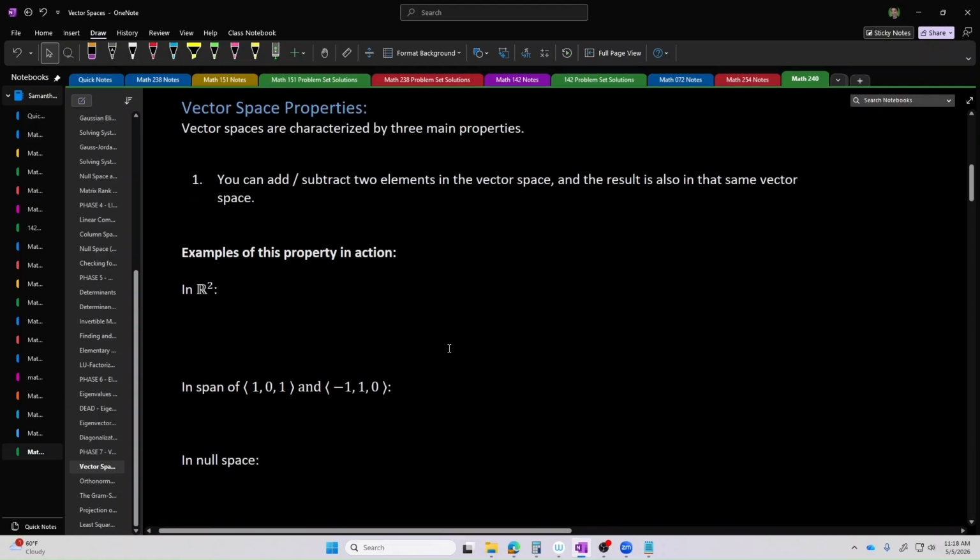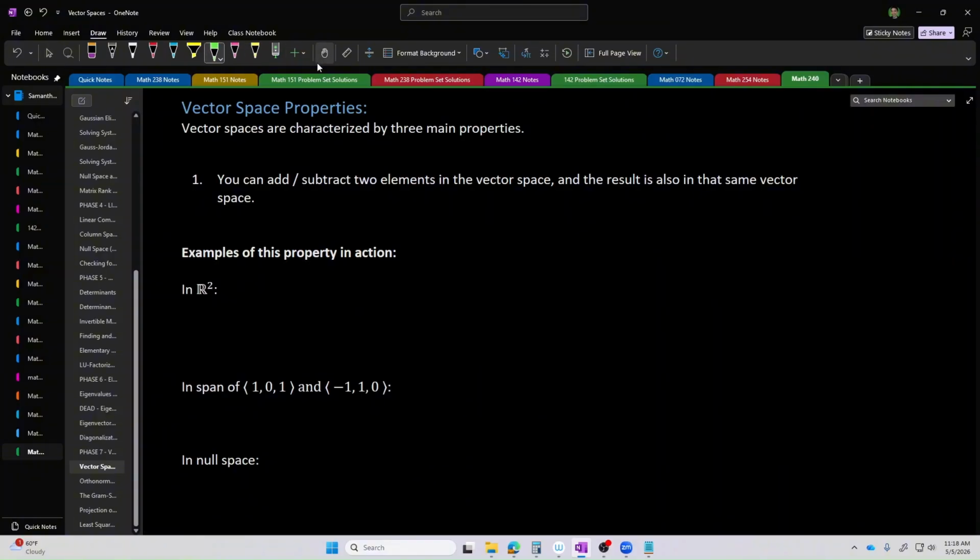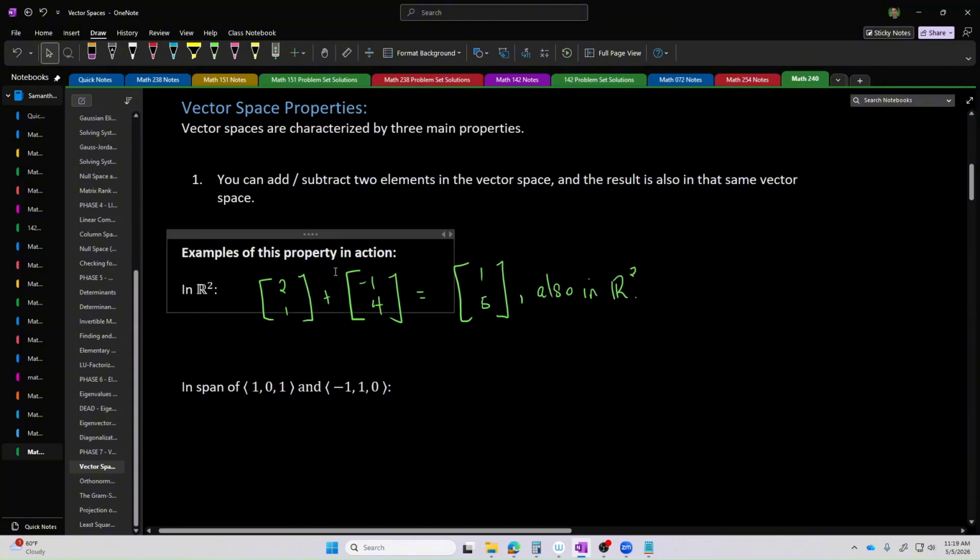To see this property in action, in R2, this property shows up as the fact that you can add together a pair of two-dimensional vectors, and the result is going to be another two-dimensional vector. So you can add two elements of this set together, and the result is still in this set.